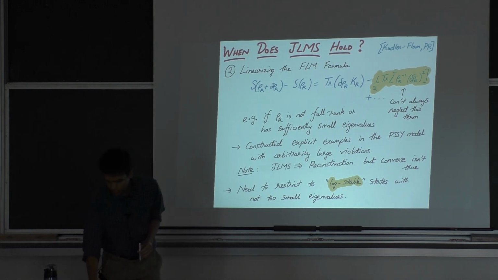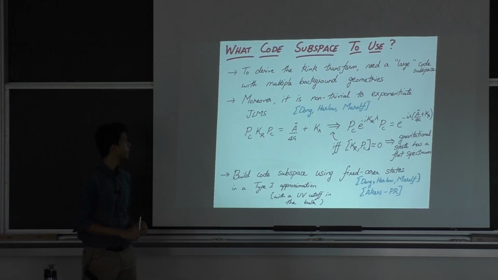All right, good. So then we arrive at the question of what code subspace to use. In order to derive something like the kink transform, we at least need a code subspace that's different from what's usually considered. Usually in AdS/CFT, people just consider one background and small perturbations on top of that particular background. But in order to derive something like the kink transform, you at least need a sufficiently large code subspace which has multiple background geometries so that you can flow from one to the other.